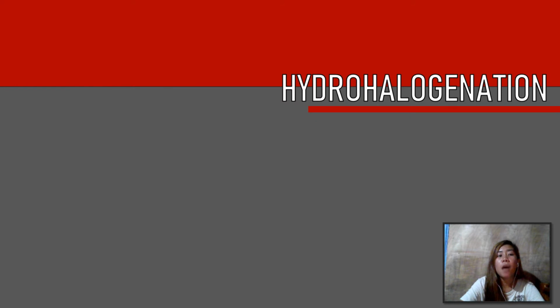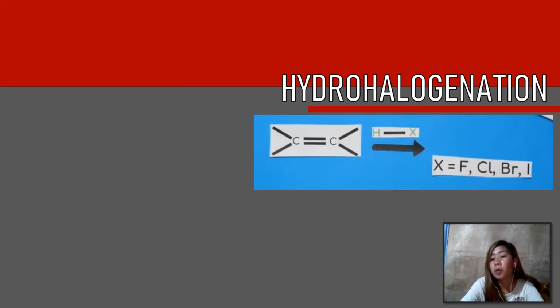Moving on with our discussion, I will now give you examples of the hydrohalogenation process. But first, let's deal with a simpler one. Here we have an ethene that reacts with a hydrogen halide. The X here is represented by any of these four halogens. It can be fluorine, chlorine, bromine, or iodine.